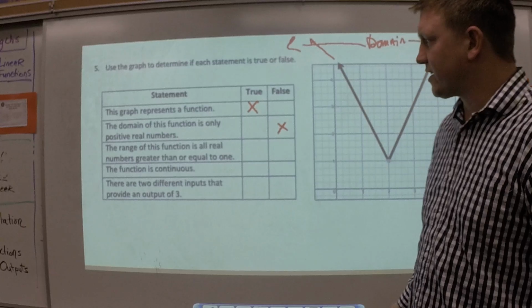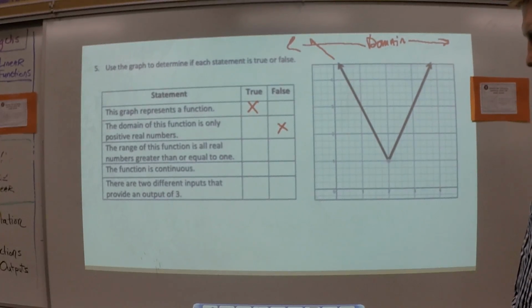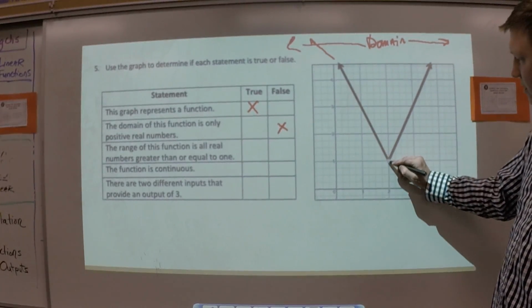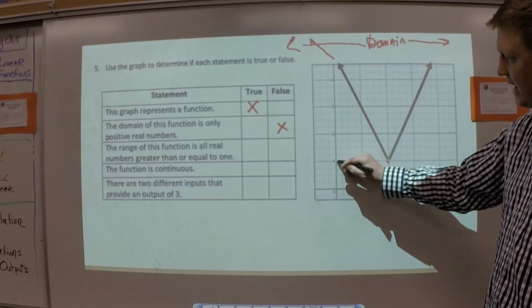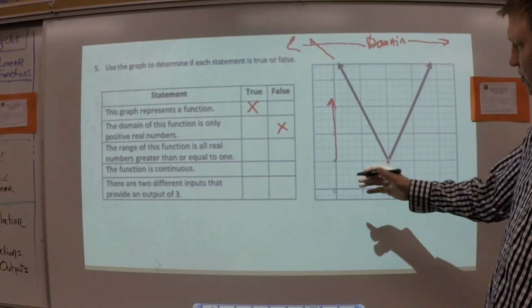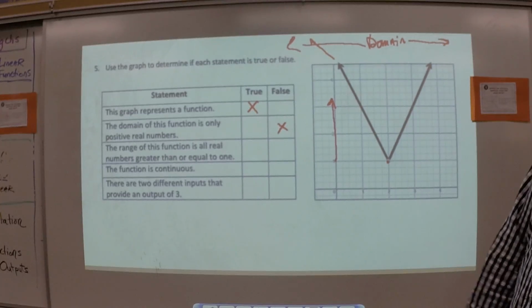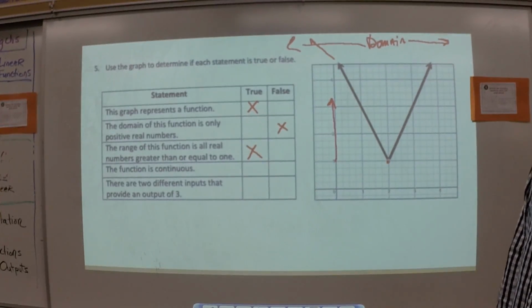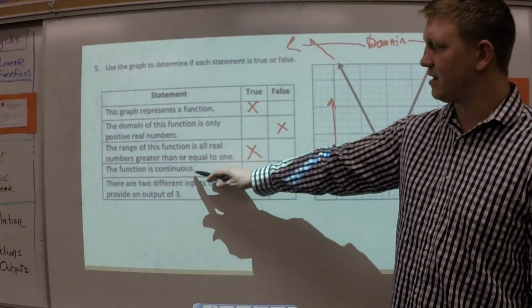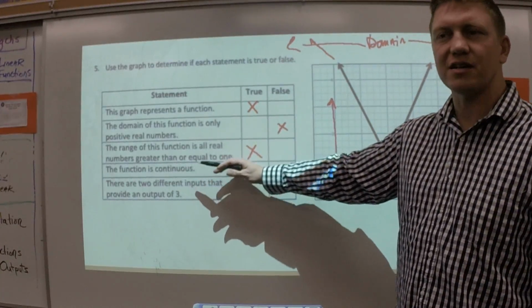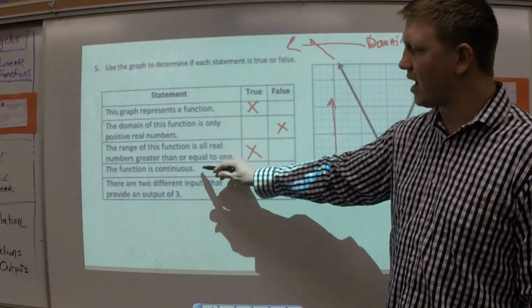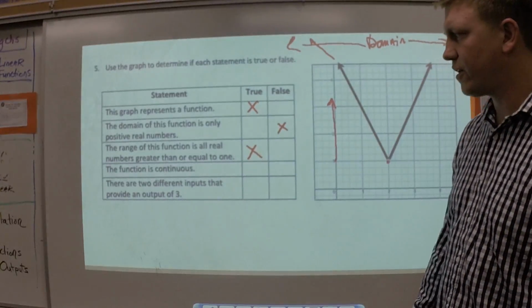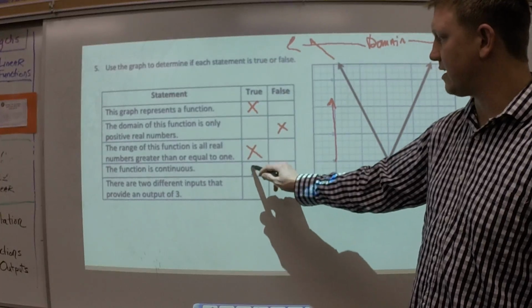The range of this function is all real numbers greater than or equal to 1. All right, here's 1. Range is the y values. Yes, it's all y values that are larger than that particular point, or equal to, and so that is true. This function is continuous. Yes, continuous means that it's not individual points, but a collection of points connected by a line or a curve. So this is true, yes.